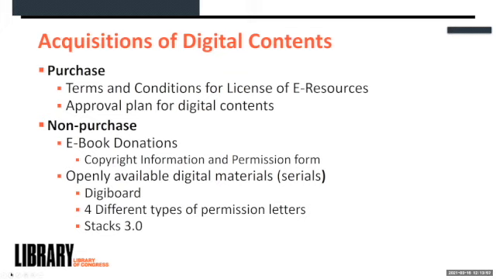Our library designed the copyright information and the permission form to get copyright permission from ebook donors in a streamlined manner. And the workflow has been established to collect openly available serials from all over the world. We nominate OA serial titles in the program called DigiVote, which will generate notices and permission letters for the website owners for crawling targeted websites by our web archiving team. The harvested materials will be saved in the servers and they will be accessible from what we call Stacks 3.0 after the embargo period is over.